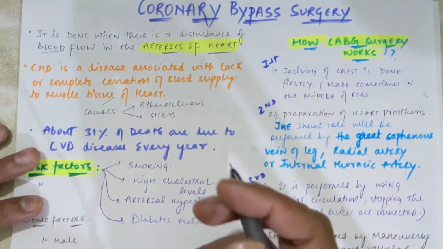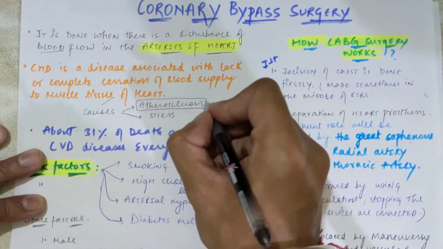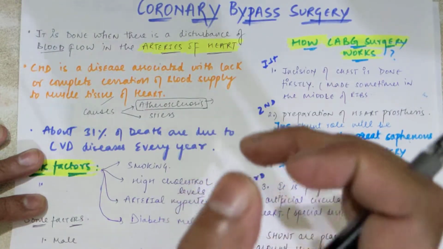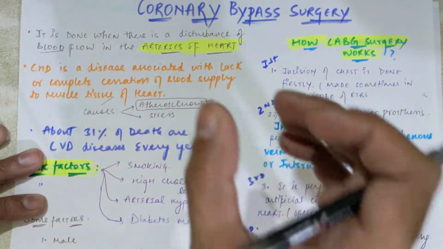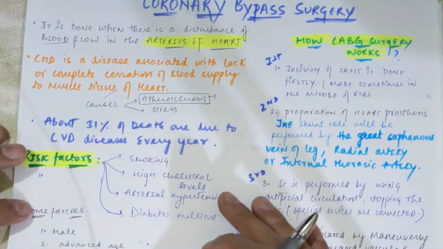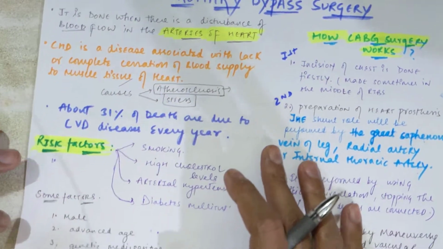Now what are the causes behind this? We have atherosclerosis, one of the most common causes, which involves plaques. Persons who have high cholesterol levels get depositions of plaques inside the arteries, which narrows the arteries, and there is a decrease in the blood flow to the heart region. Stress can be a factor also.